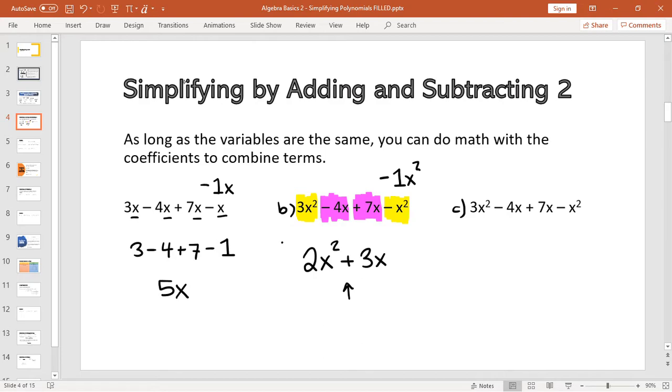Same question, different approach. List all the types of terms you have. So I can see x squareds and x's. And then do the math for them. So I'm just going to write down the coefficients. I'm going to do 3 minus 1 in the x squared, and I'm going to get 2. And for the x's, I'm going to do minus 4 plus 7, and that's going to give me 3. And that's positive, so they're both positive, so write them down. Just give the variable back. There we go.